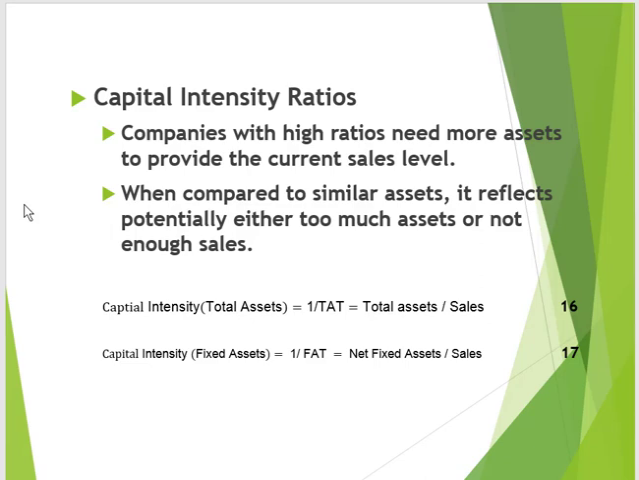So first, let's look at capital intensity. Should we even buy assets? This number basically says companies with high ratios need more assets for their current sales level. So it reflects potentially either too many assets or not enough sales, and we would want to review this. A very high number might represent that we're overusing our asset base.